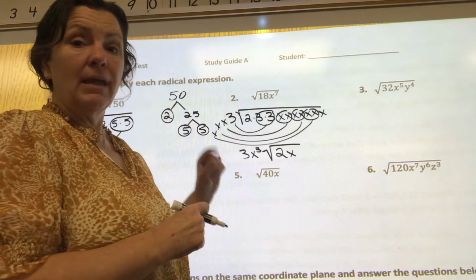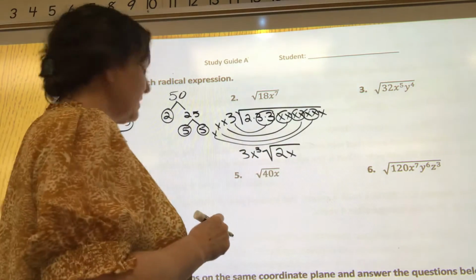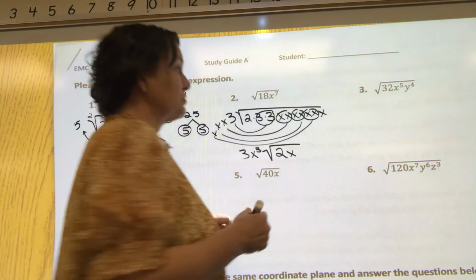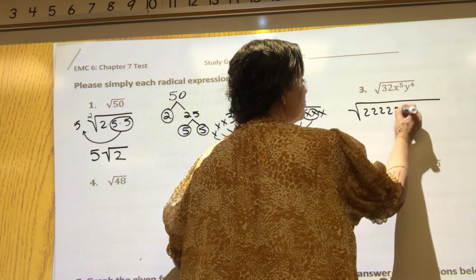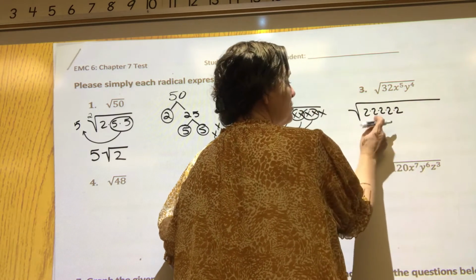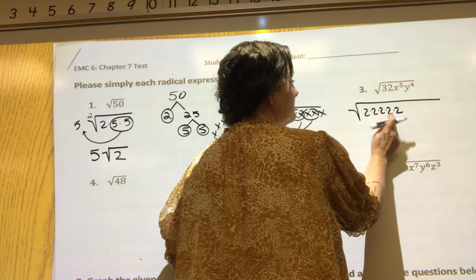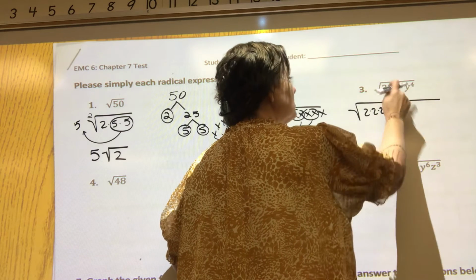I'm going to do 3, and then I think you should try the next 3 on your own. So those are good practice questions. So here we go. 32 is 2, 2, 2, 2, 2. If you don't believe me, 2 times 2 is 4. 4 times 2 is 8. 8 times 2 is 16. 16 times 2 is 32.